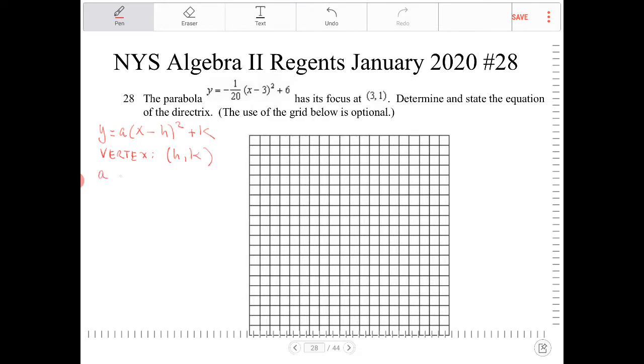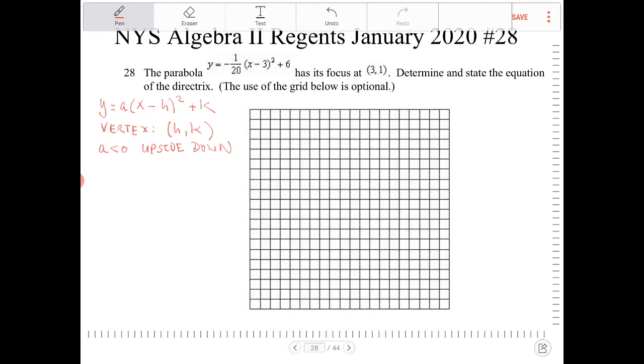A here, the leading coefficient, in this case, is less than 0, which means that the parabola that we have at hand is going to be upside down. So let's make a sketch of this situation here. We don't really need to use a grid because it's going to be very challenging to graph the parabola accurately anyway. So I'm going to draw myself an upside down parabola.